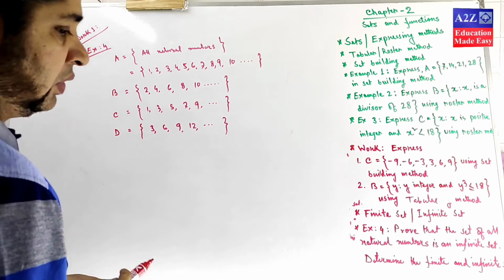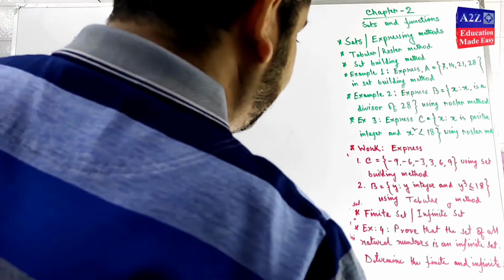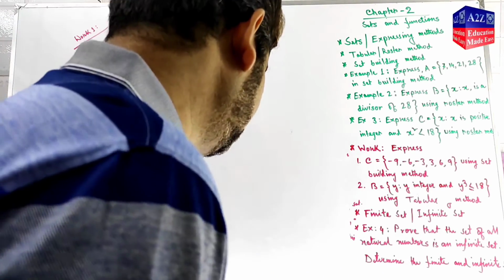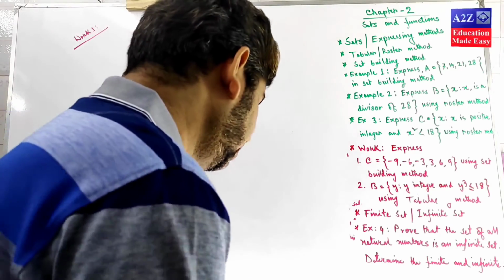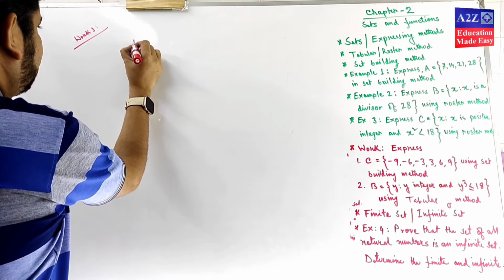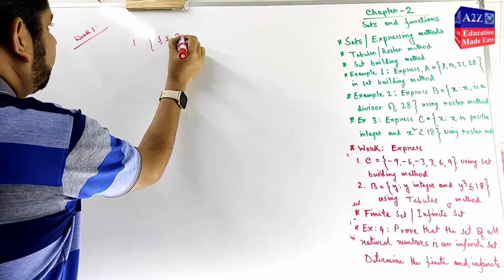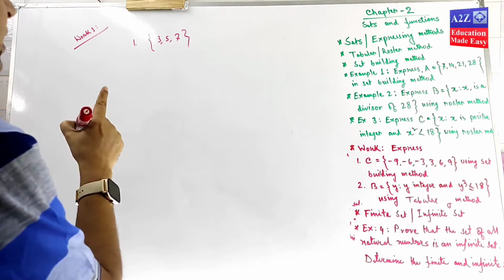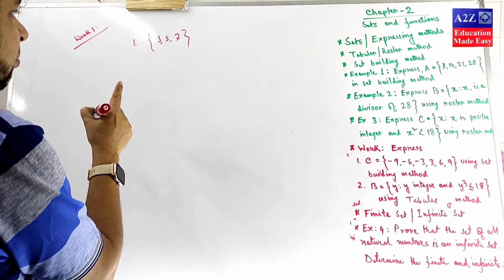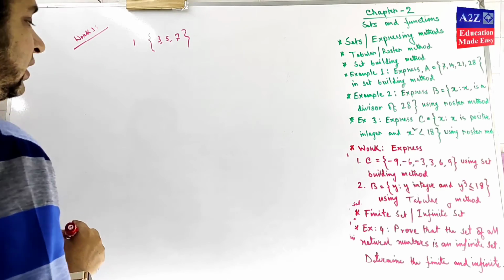Okay, now I have to determine the finite and infinite sets from some examples given in the books. Number 1 problem: a set has 3, 5 and 7. This set has only 3 elements, so it is very easy to count, and the number of items is very limited, only 3 items. So this is a finite set.